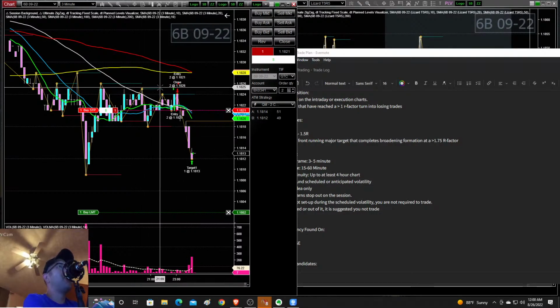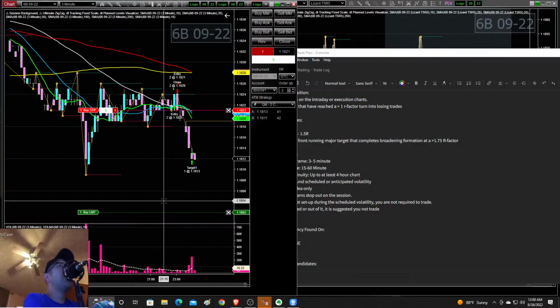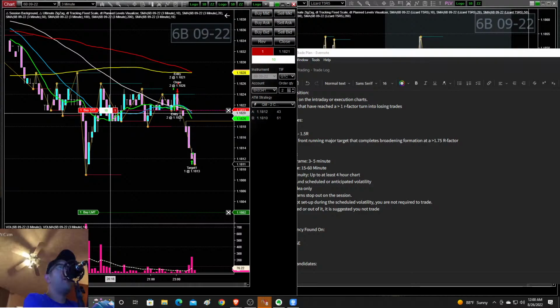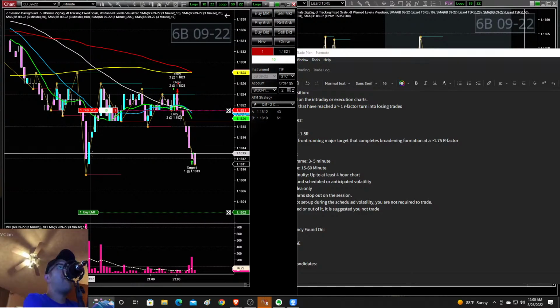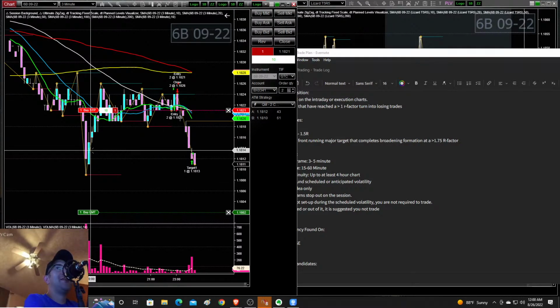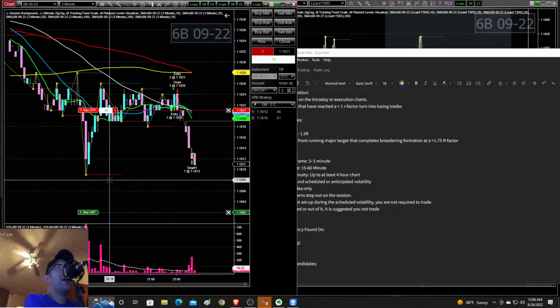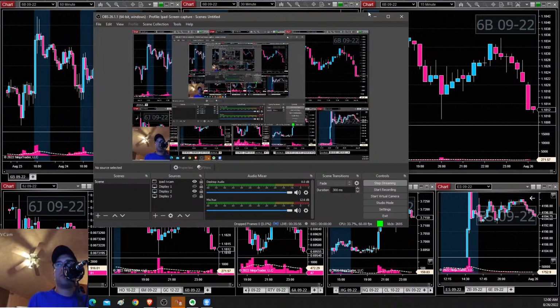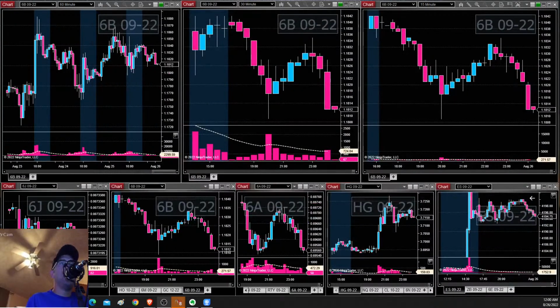The broadening formations aren't always pretty. They're not always to the letter. The idea is it goes up and then comes back down, with this trading up, trading down pattern, and we're taking out pivots, we're taking out ranges. Let me show you guys the setup on the 15-minute chart. It's really nice, actually. So this is a to-the-letter broadening formation.